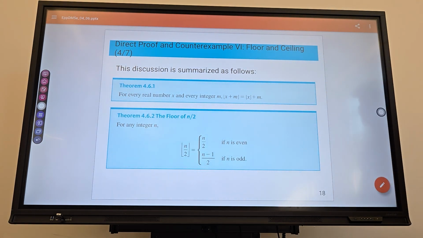So, theorem 4.6.1. For every real number x and every integer m, this equation is true. Theorem 4.6.2, the floor of n over 2, shows that for any integer n, the floor of n over 2 equals n over 2 if n is even, and n minus 1 over 2 if n is odd.